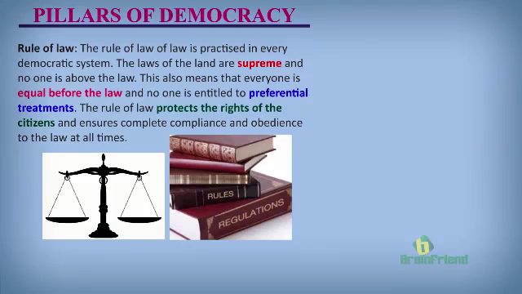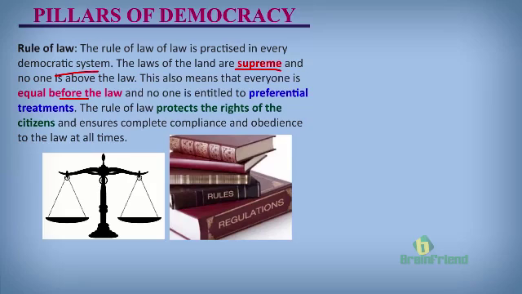Now, what is the rule of law? The rule of law is a principle that states that the law is above every person. That is, no one is above the law. And also, it goes further to explain that everyone is equal before the law. Now, the rule of law is practiced in every democratic system. In every country where they run a democratic system of government, the rule of law is practiced. This means that the law is supreme. No single person is above the law. Not even the president of the country is above the law.